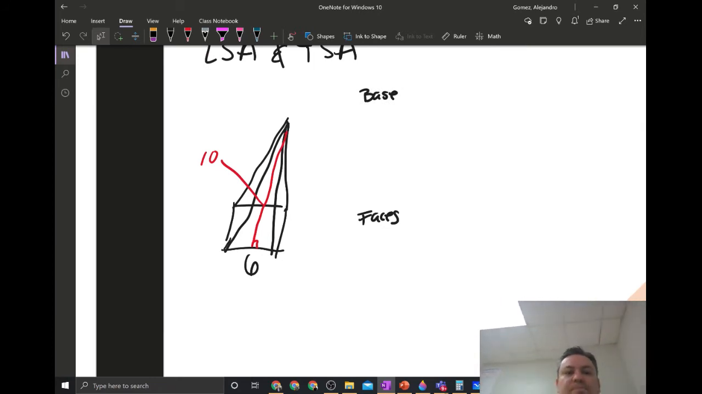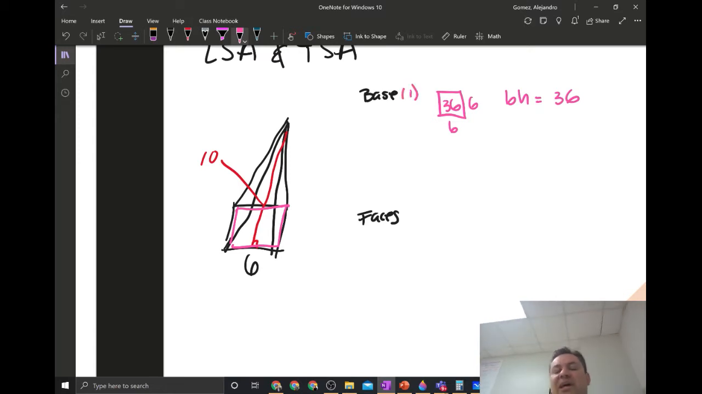The first thing you do, identify the base right here on the bottom. And if I only have one number on the bottom, that means it's a square. So my base is just a square that measures 6 by 6. So it's just base times height, which is 36. So the area of the base, and I only have one. All pyramids only have one base.